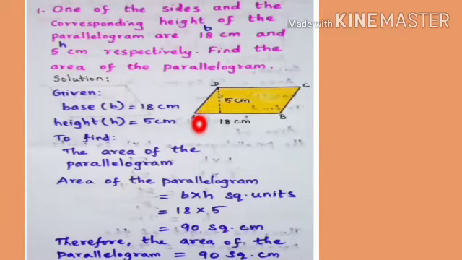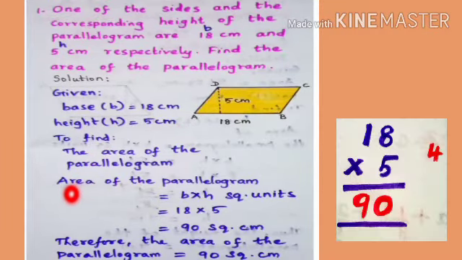As a solution, first draw a diagram and mark the values which are given in the problem. That is the base AB is 18 cm and H is 5 cm. And then write down all the given values. That is given base B is equal to 18 cm. Height H is equal to 5 cm. To find the area of the parallelogram. So now we know that area of the parallelogram is B into H square units. That is base into height. So we have to multiply the value of base and height to get the area of the parallelogram.